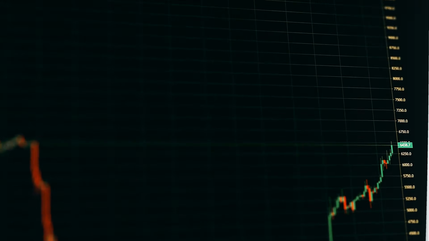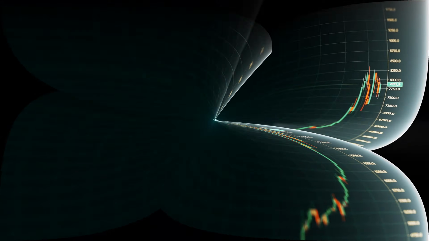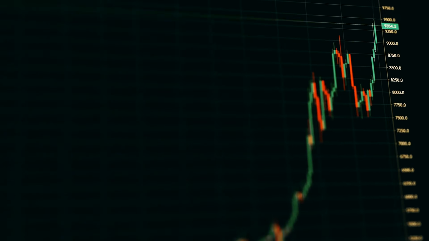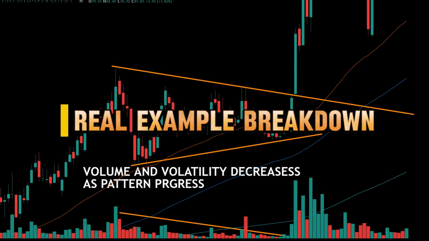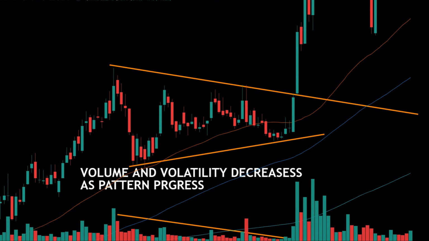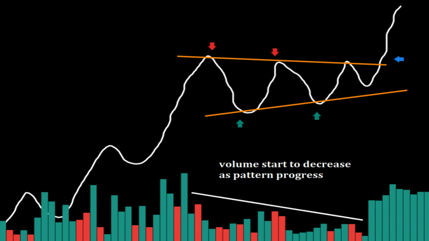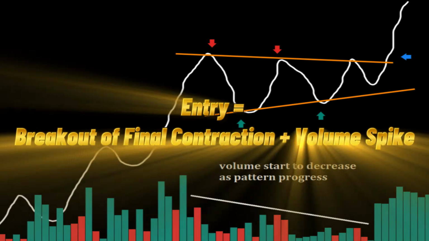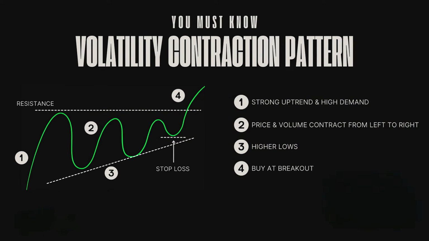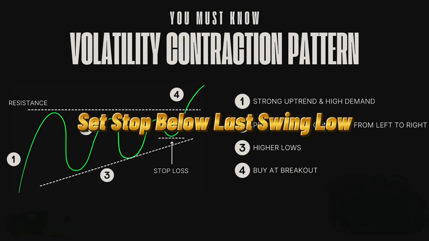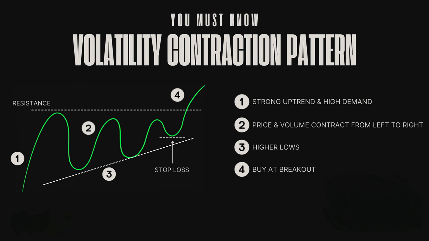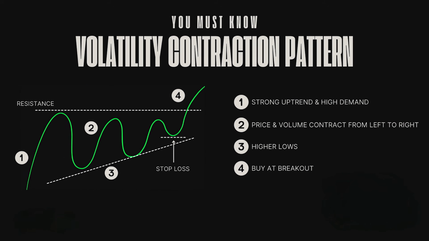Perhaps the most costly mistake is improper stop placement, either too tight, getting you shaken out of valid setups, or too loose, resulting in unnecessary losses. Looking at our real-world example, notice how each contraction becomes progressively tighter, with volume dropping significantly. The ideal entry point comes at the break of the final contraction, with your stop-loss placed just below the last minor low. This structure provides a clear risk-to-reward ratio and a definitive invalidation point.